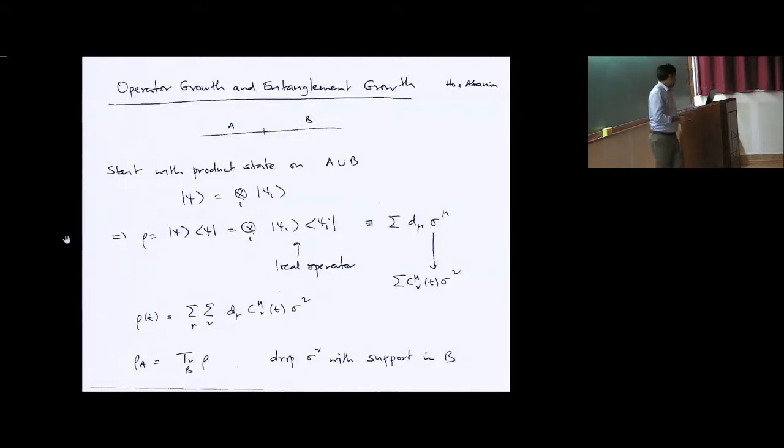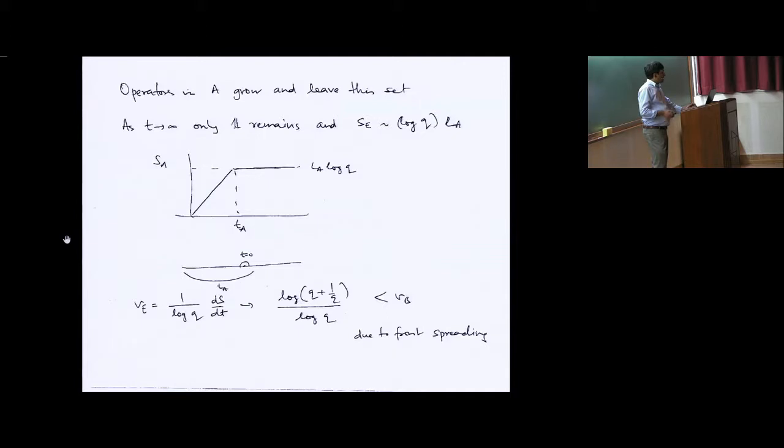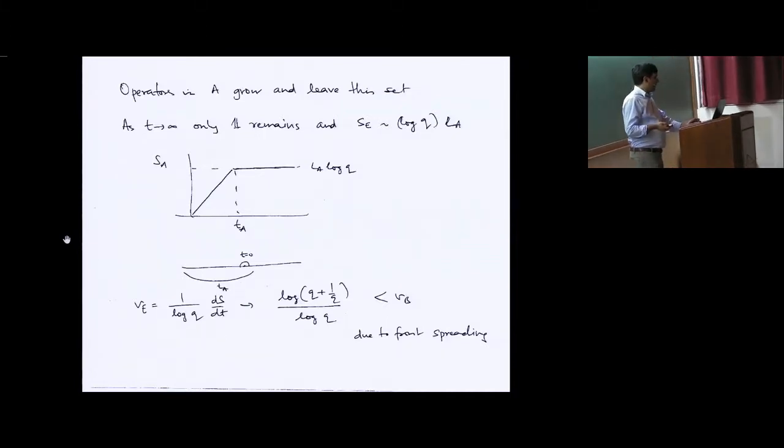Let me skip this about the connection between operator growth and entanglement growth. Needless to say, you can make a connection and you can relate the growth of operators to how the bipartite entanglement changes between a region and its complement. The reason I wanted to cover it was that it was the growth of the entanglement that allows you to define entanglement velocity. And for this particular system, you can get an answer, and it comes out to be strictly less than the butterfly velocity. And that, again, relates to this front spreading business.